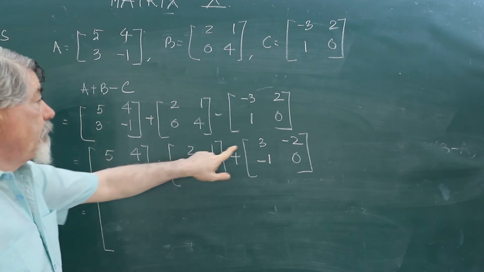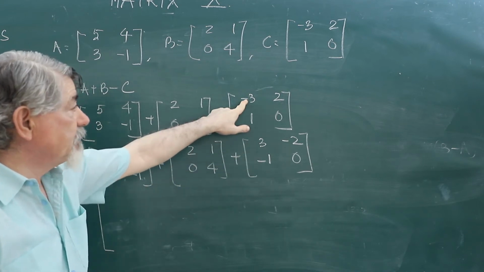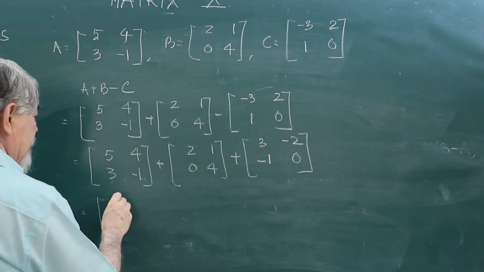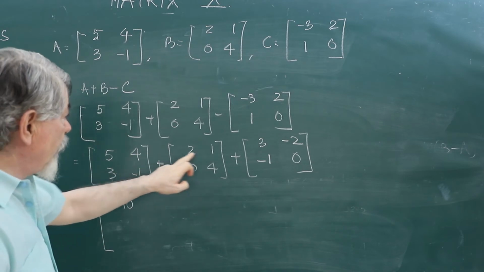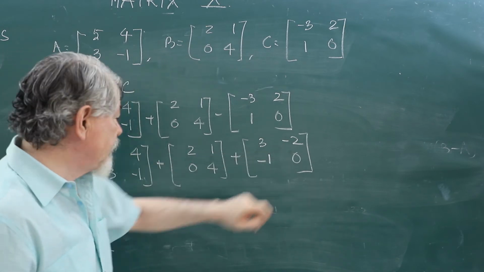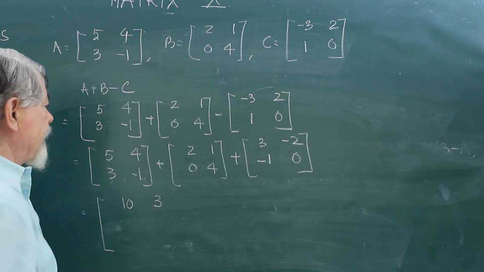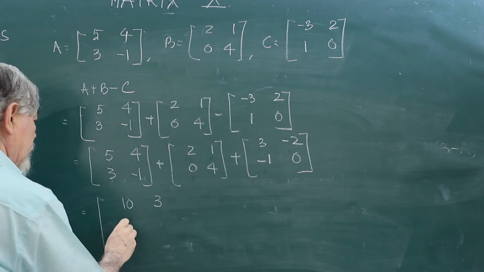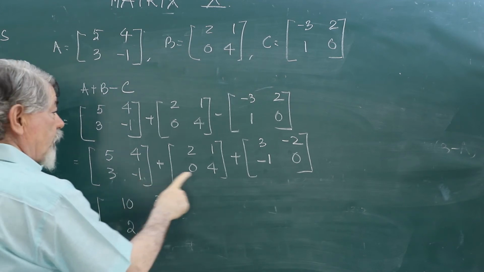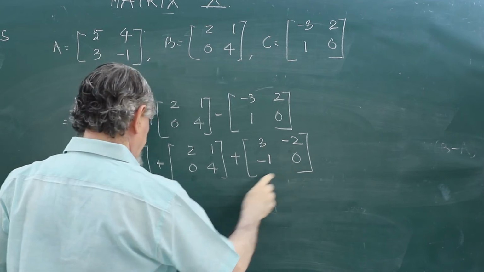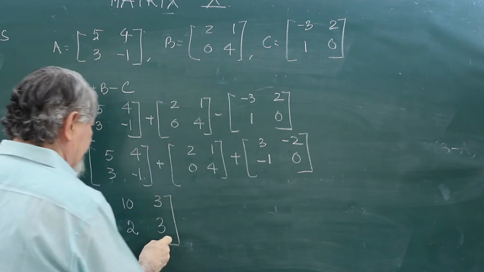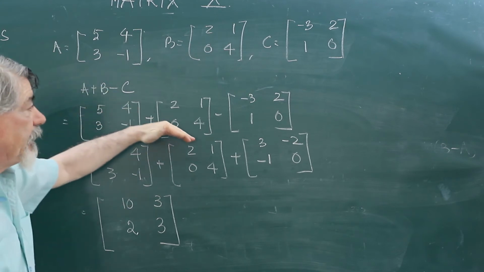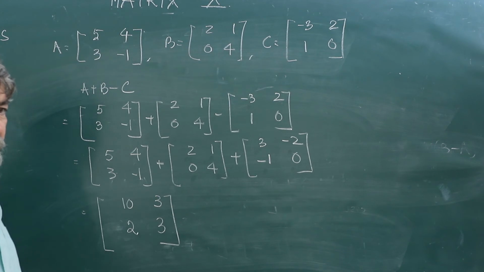5 plus 2, 7, plus 3, because minus has become plus, so 10. Then I have 4 plus 1, 5, 5 minus 2, 3. Corresponding elements. 3 plus 0 is 3 and then minus 1, it is 2. Minus 1 plus 4 is 3. 3 plus 0 is 3. So this is the final value of A plus B minus C. So it contains addition as well as subtraction of matrices.